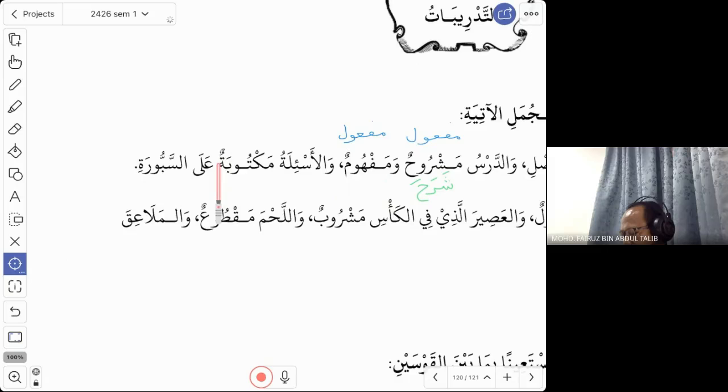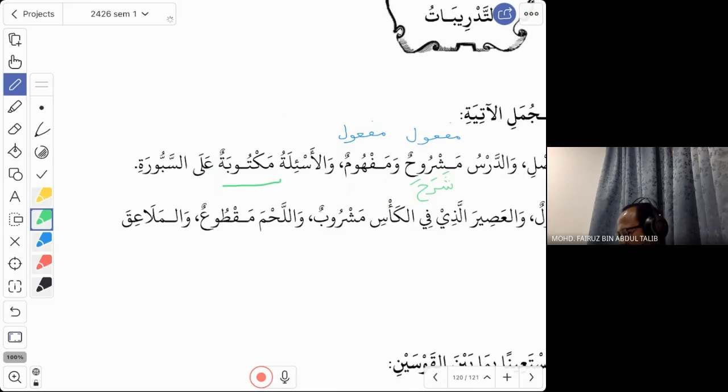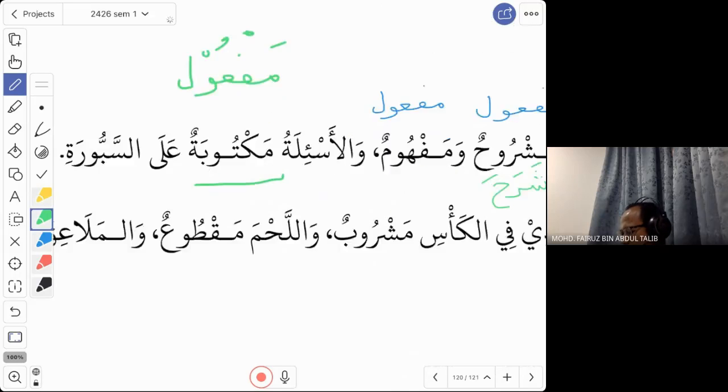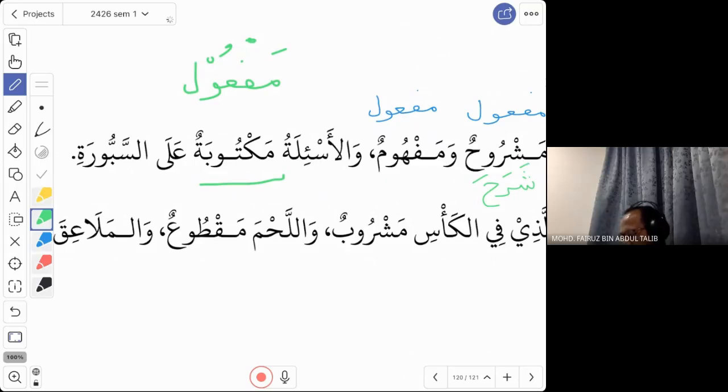So what is the wazan? You simply remove the ta in order to know whether this is isim maf'ul or isim fa'il. Remove the ta, and you look at the word maktub. This is another isim maf'ul, because it is using the wazan maf'ul. Naam. Okay, so with that, what is the meaning of maktub?